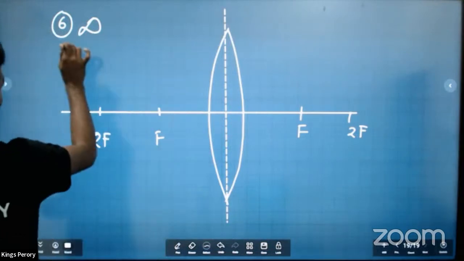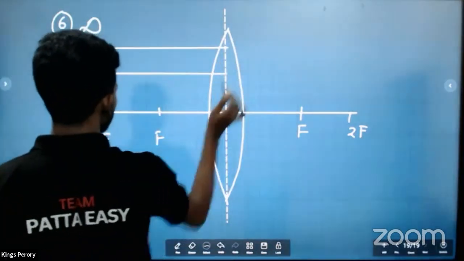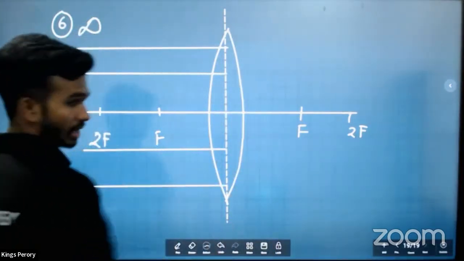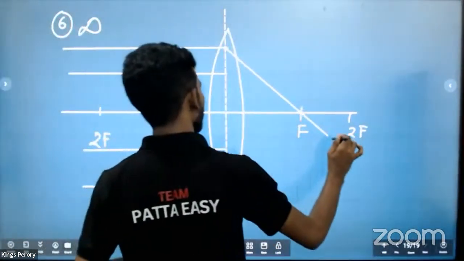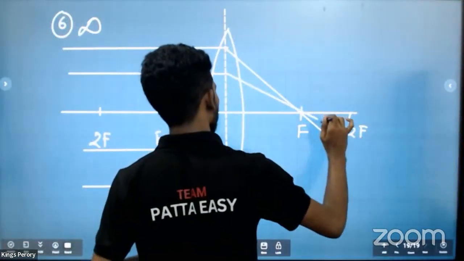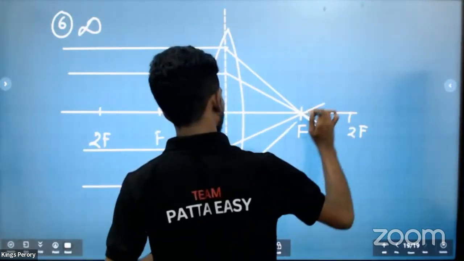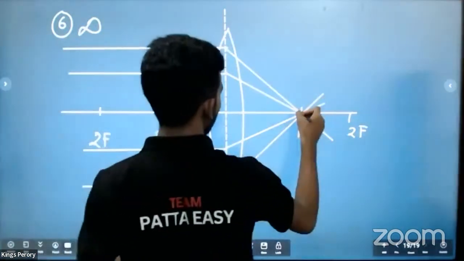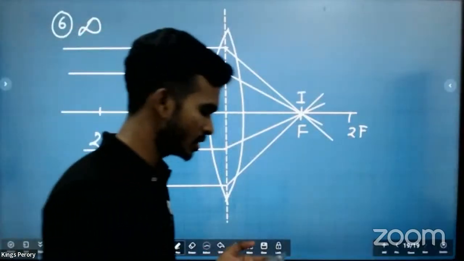Light rays coming from an object at infinity are parallel to the principal axis. There you go. Parallel rays refract and meet at the focal point. So your image is also formed at the focal point as a small dot, a diminished image.